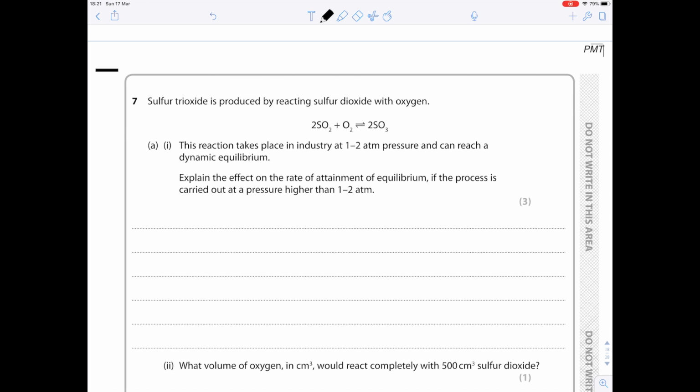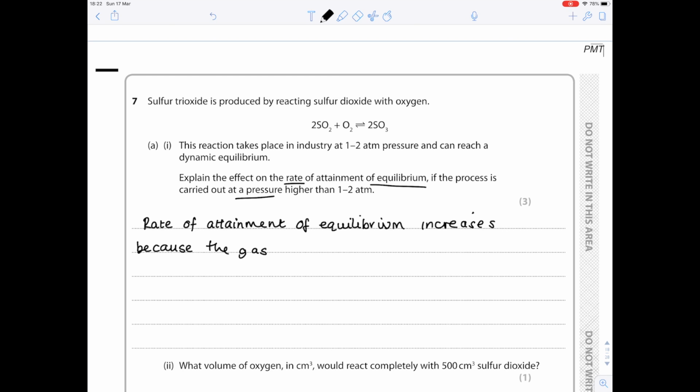So notice that the question is asking about the rate of attainment of equilibrium if you increase the pressure. So it's not actually asking you about the position of equilibrium, it's actually a collision theory question. So it's really asking what is the effect of increasing the pressure on the rate of reaction, and clearly the rate will increase. So let's first of all make that statement. So rate of attainment of equilibrium increases. And why? Well, that's really because there are more gas molecules present, and therefore collisions will clearly occur between the reactant gas molecules more often.